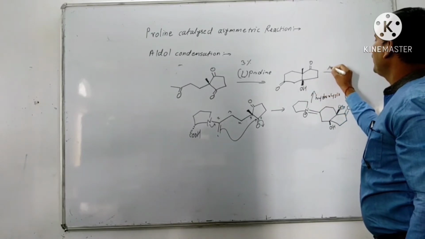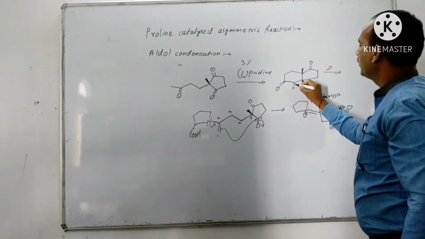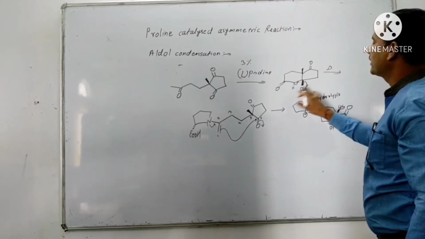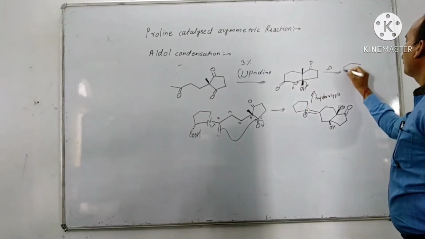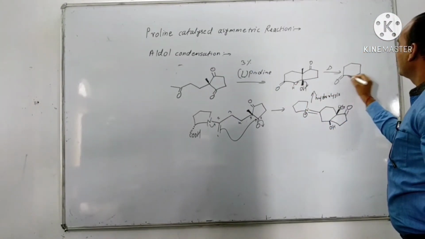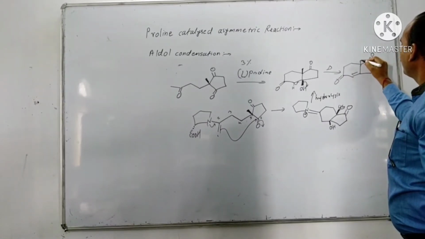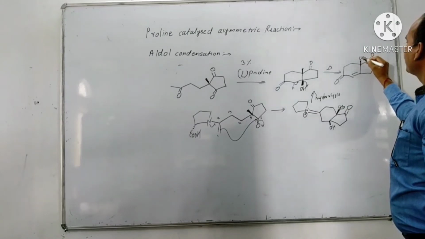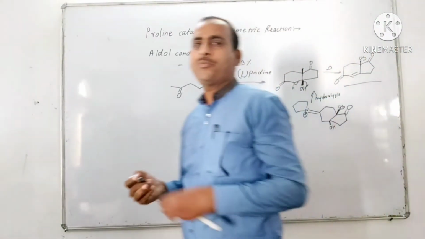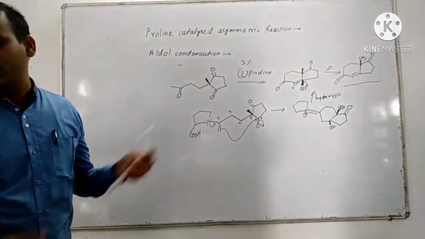Now on heating, there is loss of a water molecule and formation of the conjugated ketone, C double bond O, CH3. So this product is the major product obtained during this reaction.